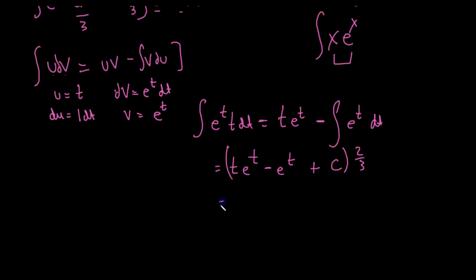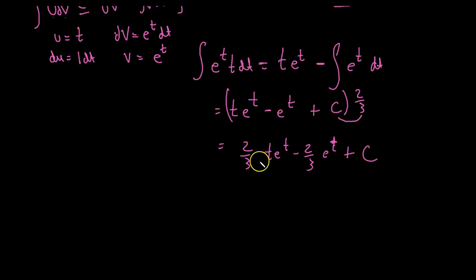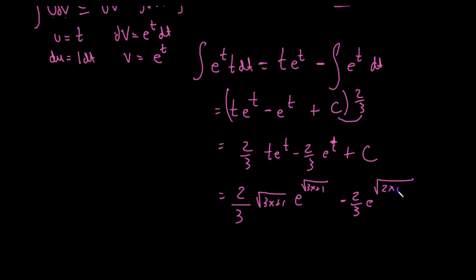So our integral will be 2/3 t e^t minus 2/3 e^t. I mean, you could write 2/3 c, but it's still just a constant whether you multiply it in or not. So you can just leave it as c because it's still always a constant. And then we just sub back in whatever we established was t, which is a messy expression. 2/3 root 3x plus 1 e to the root 3x plus 1 minus 2/3 e to the root 3x plus 1.